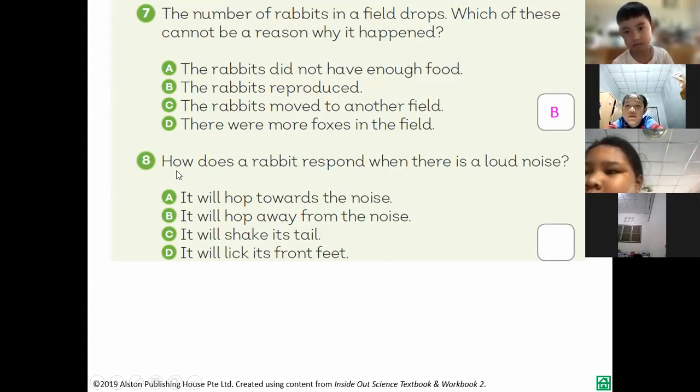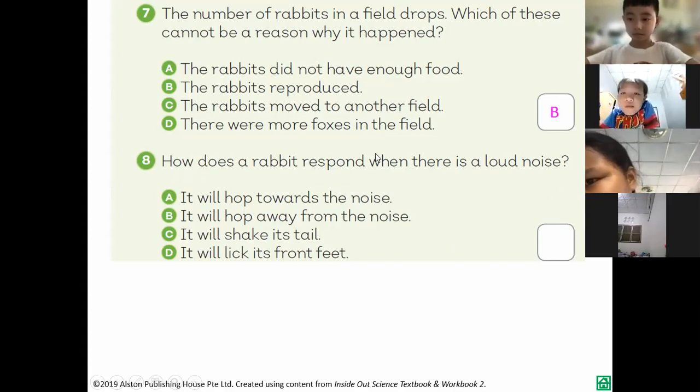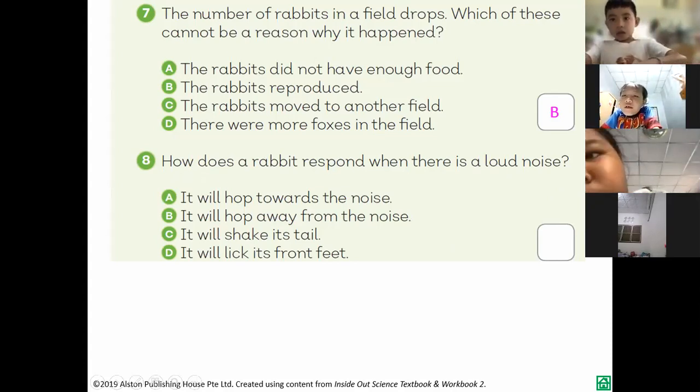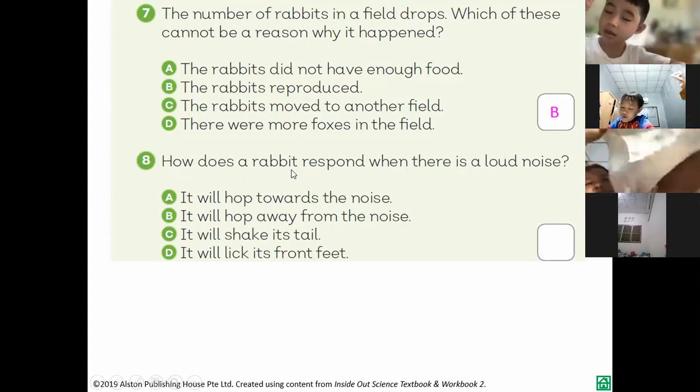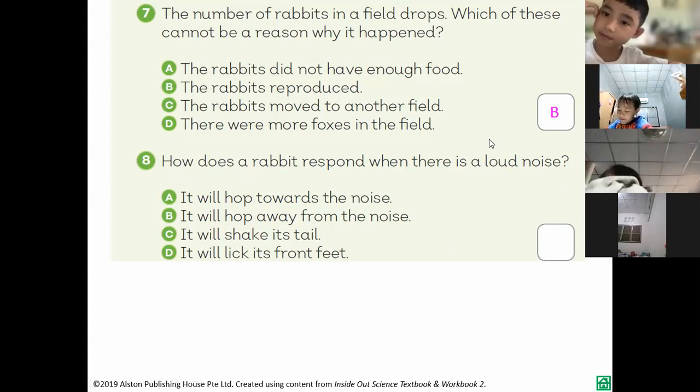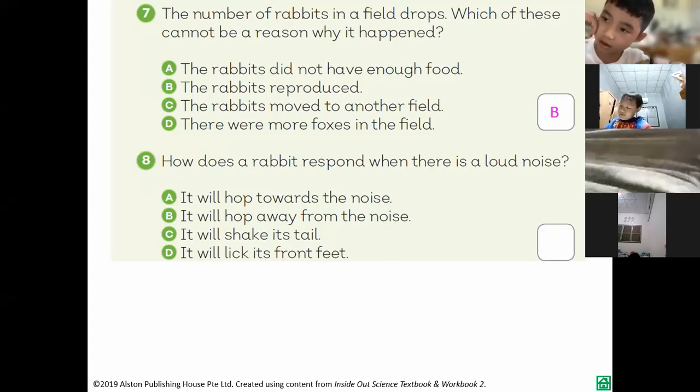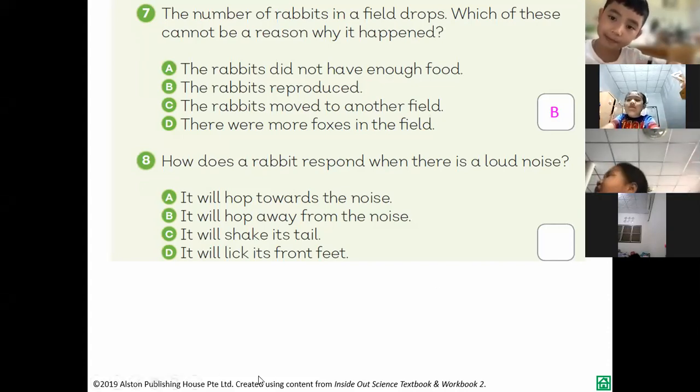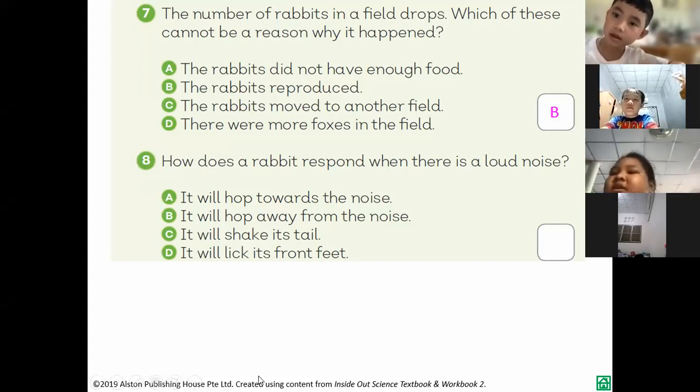Can you read number 8? Who can read number 8? Okay, I'm gonna read. How does a rabbit respond when there is a loud noise? So for example, there's a rabbit and the rabbit hears a very loud noise. So what does the rabbit do?